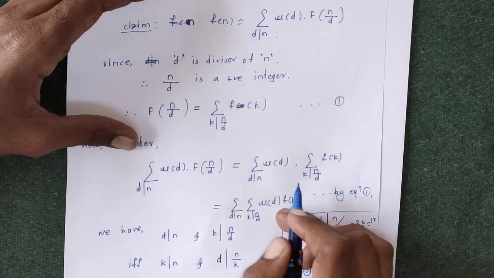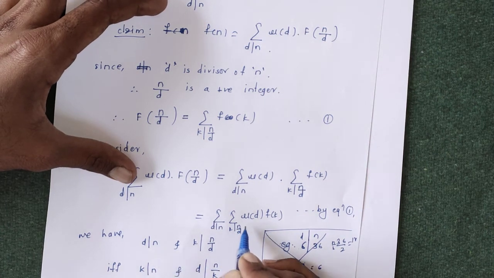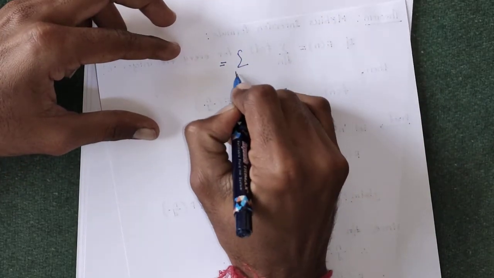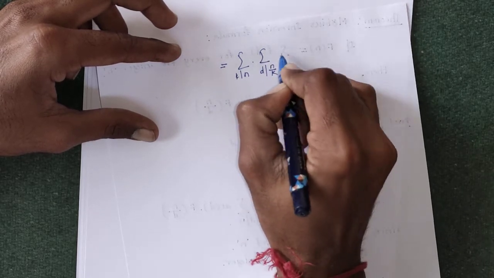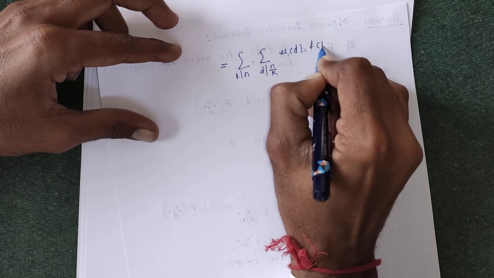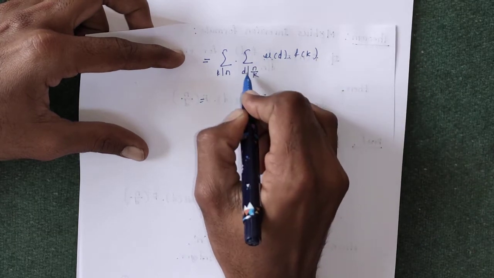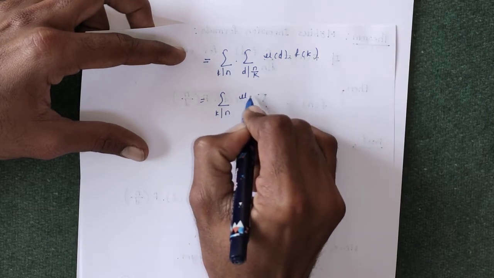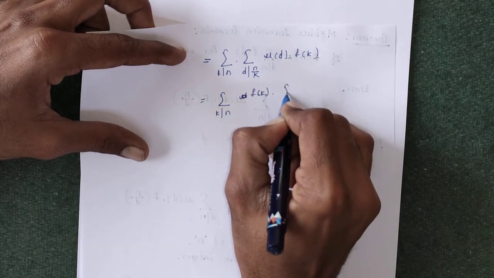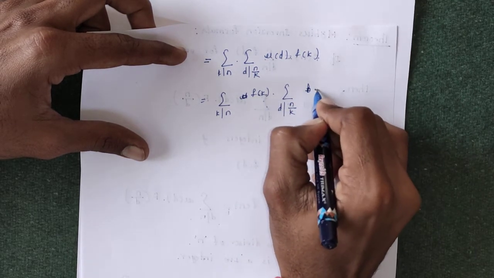Now this equation will become, just rearranging, replacing d by n by k, since k divides n by d is the same as d divides n by k. You will get the summation over k divides n, into again the summation over d divides n by k, of mu of d into f of k. So just separating this, we get the summation over k divides n of f of k, and the summation over d divides n by k of mu of d.